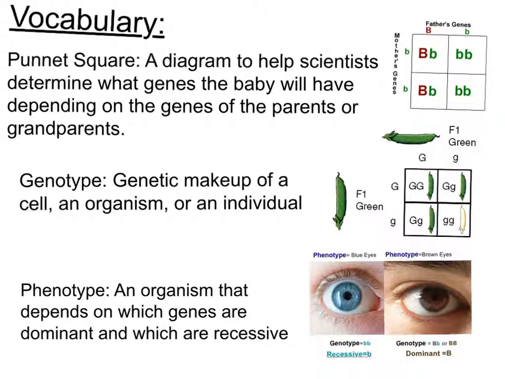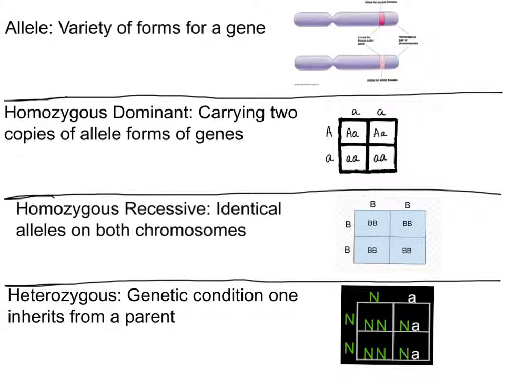Vocabulary. Number 1. Punnett square is a diagram to help scientists determine what genes a baby will have depending on the genes of the parents or grandparents. 2. Genotype, a genetic makeup of a cell, an organism, or an individual. 3. A phenotype is an organism that depends on which genes are dominant and which are recessive. Number 4. Allele, variety of forms for a gene.